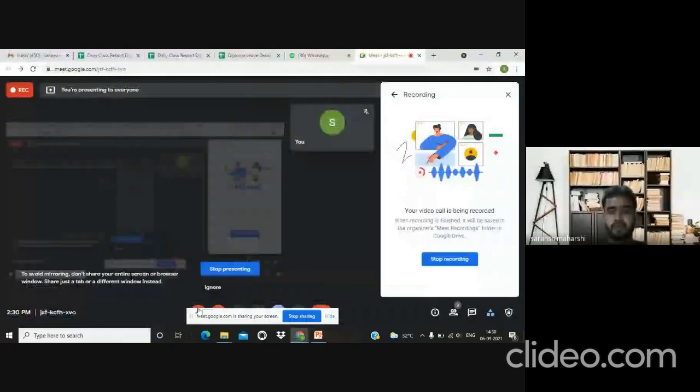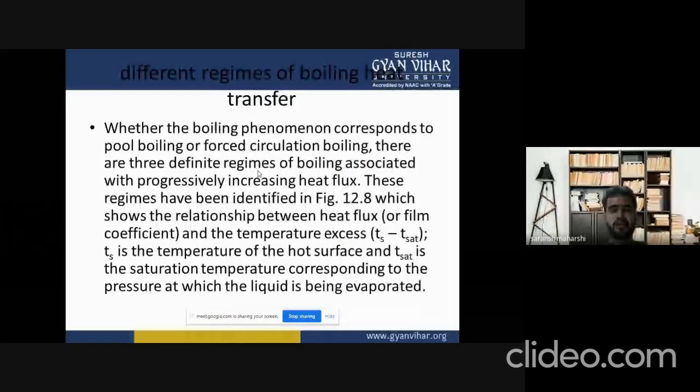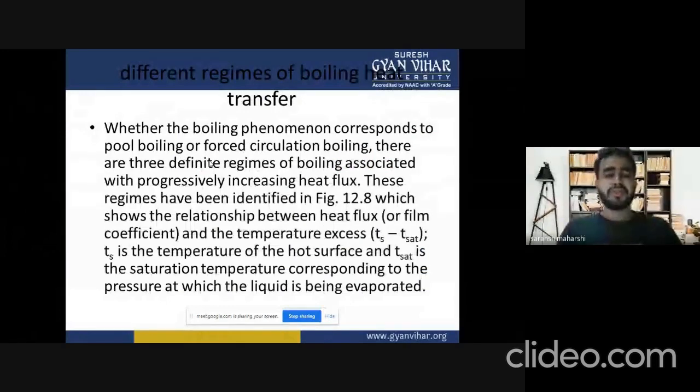So we were talking here about different regimes of boiling heat transfer. Within this, we discuss whether the boiling phenomenon corresponds to pool boiling or forced circulation boiling. There are three different regimes of boiling associated with progressively increasing heat flux.